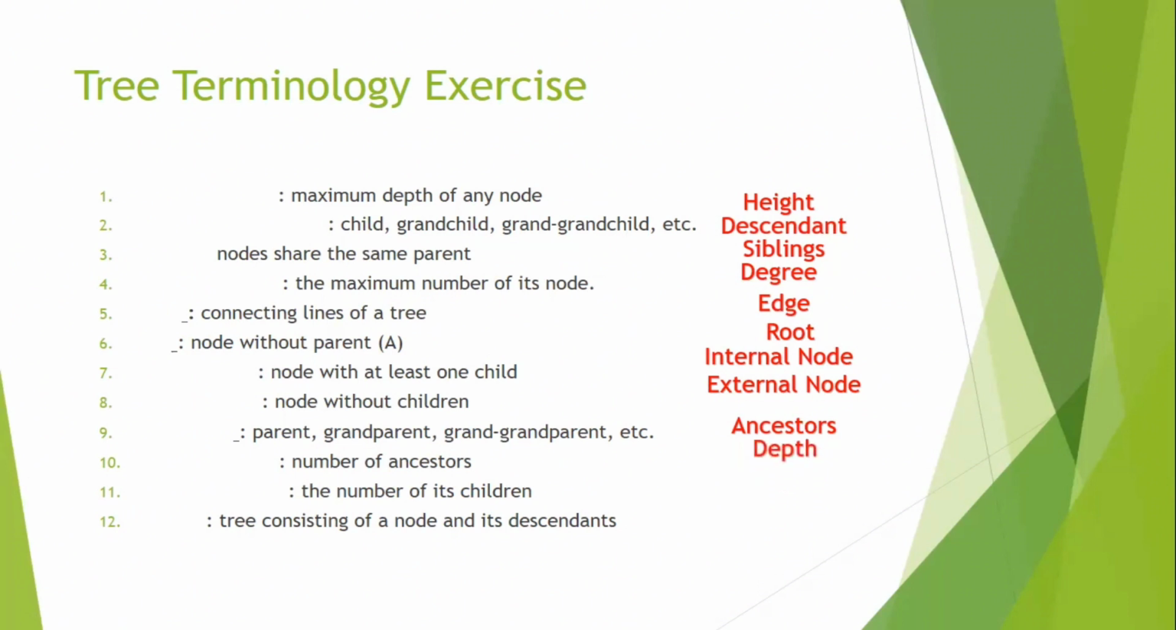Then the number of children of a node is the degree of a node. Then the last one, when we say a tree consisting of a node and its descendants, it is a subtree.